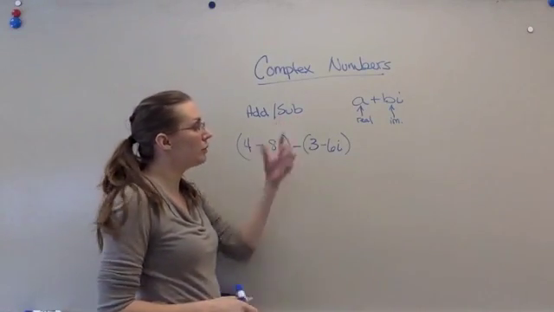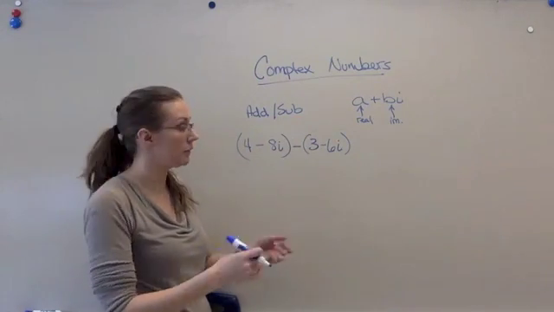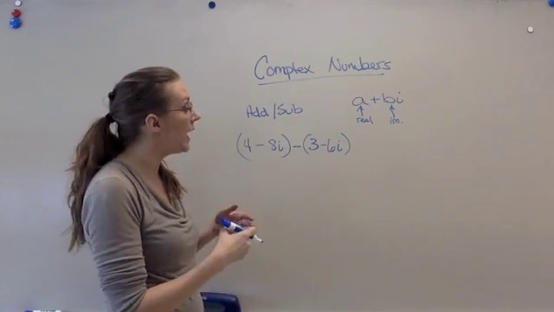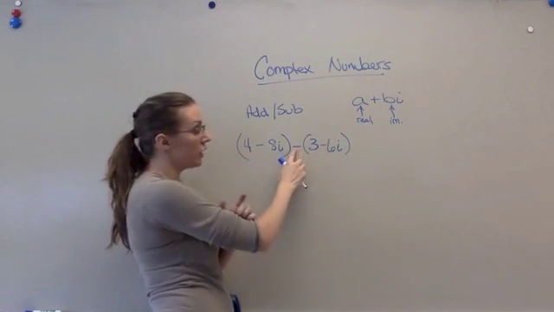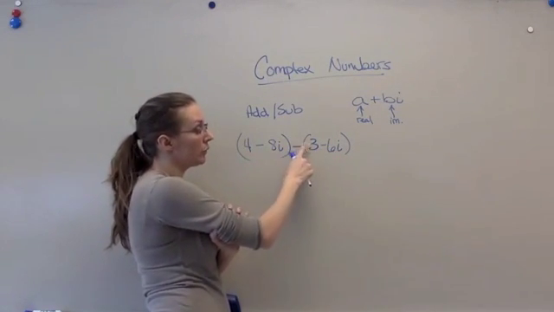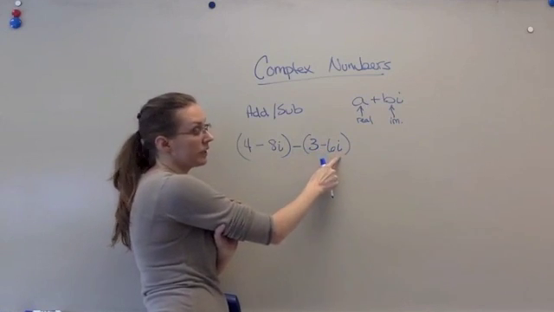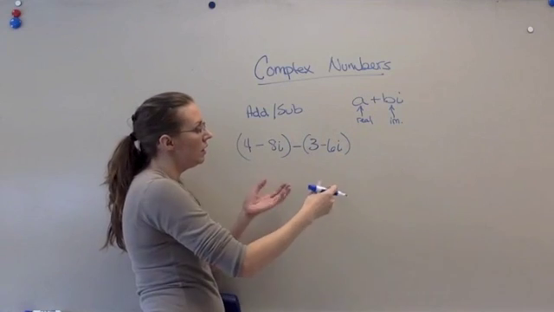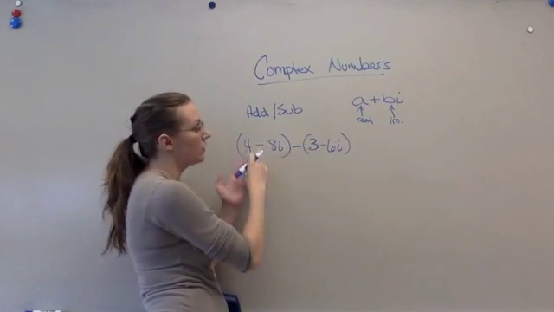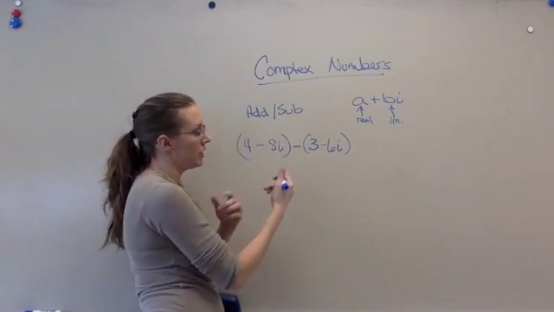For subtraction, I'm going to do very similar things as I did with addition, except instead of combining my real pieces, I'm actually going to subtract them, making sure that I apply this negative not just to the 3, but also to this negative 6i, okay? I could almost imagine distributing it in and changing it to addition, but I'm just going to remember, okay, it's 4 minus 3 and then my imaginary parts.